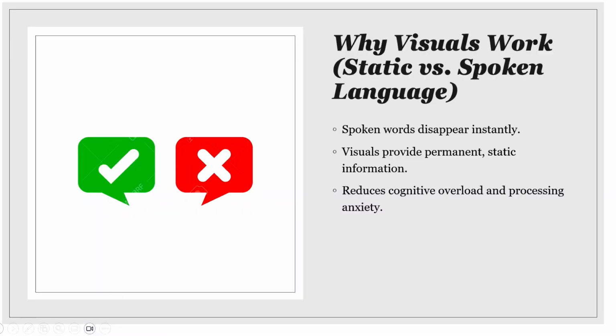For this teaching demonstration, I'm presenting on visual support, specifically focusing on first then boards and 5-point emotional regulation scales. I selected visual supports because spoken language disappears instantly, whereas visuals provide permanent static information for students on the autism spectrum. Visual cues reduce cognitive overload, clarify daily expectations, and significantly lower transition anxiety.